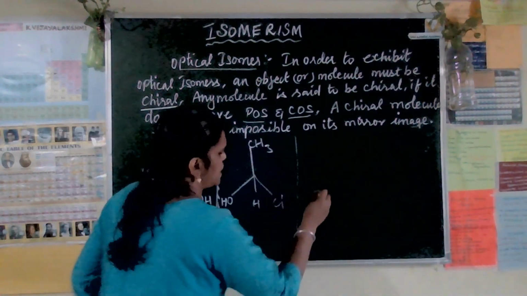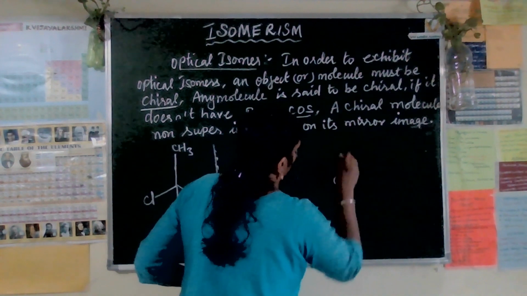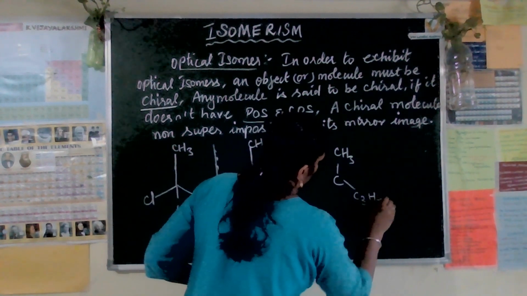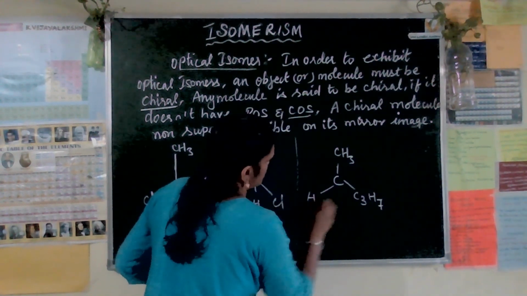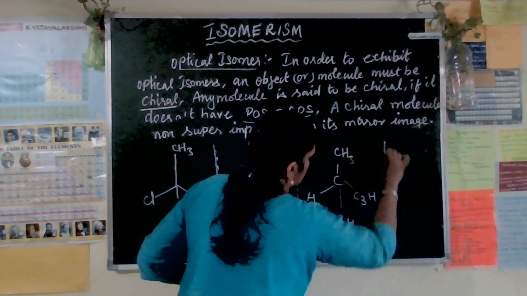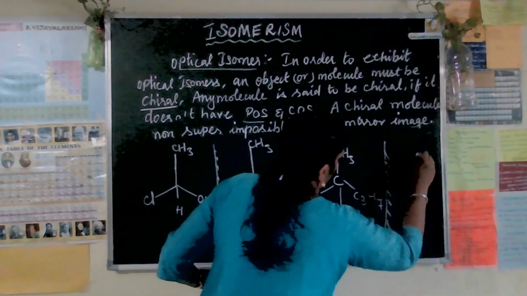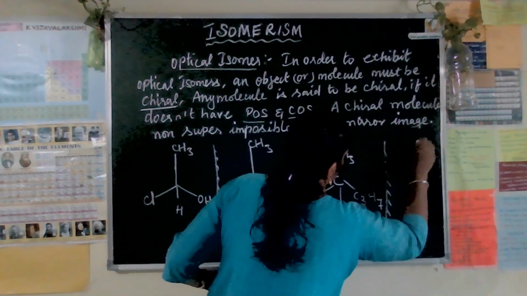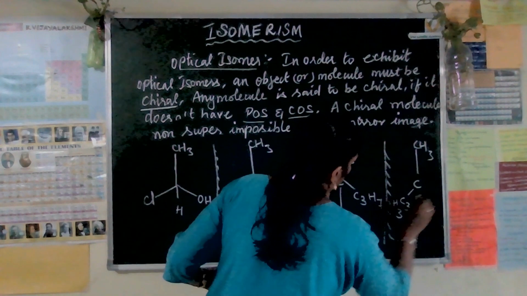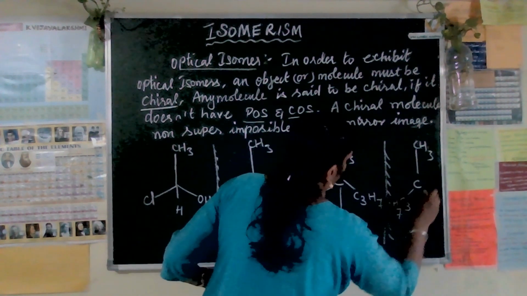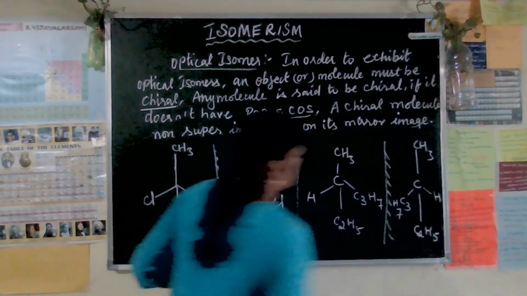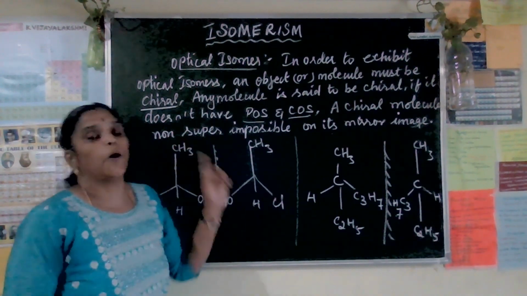Now one more example, the same way. Here carbon and here CH3, here C3H7. In this, here hydrogen, here C2H5. In this one, just the opposite. Here carbon, CH3, here C3H7, and here hydrogen, here C2H5. So these are the ways we can identify optical isomers.